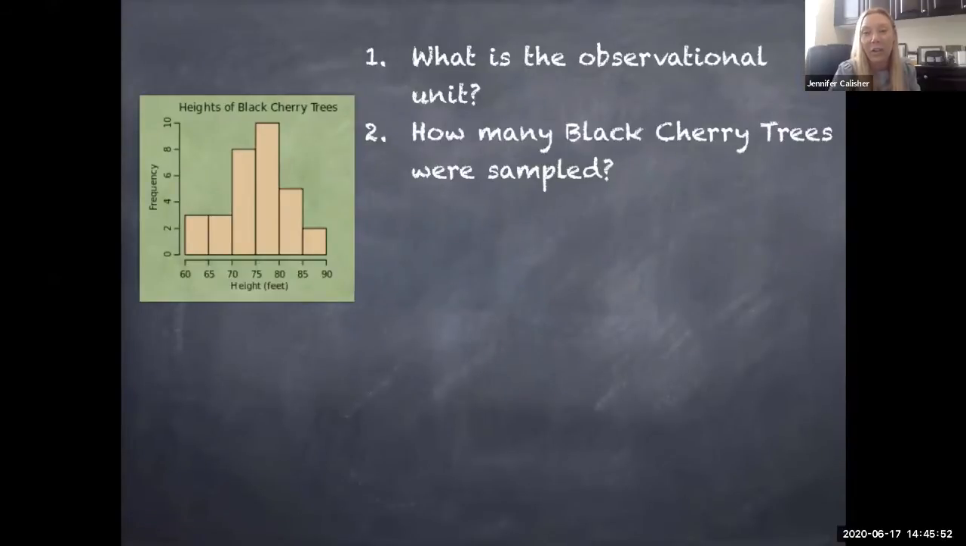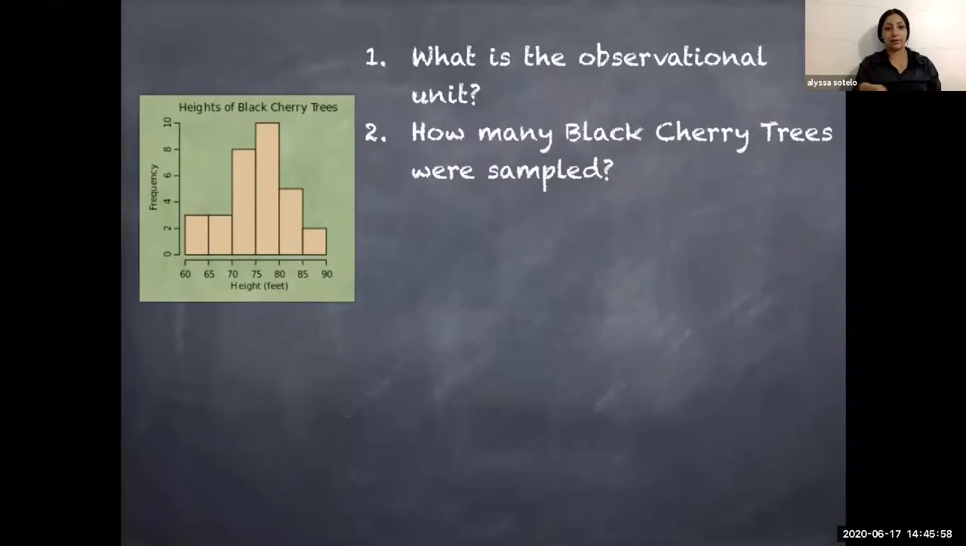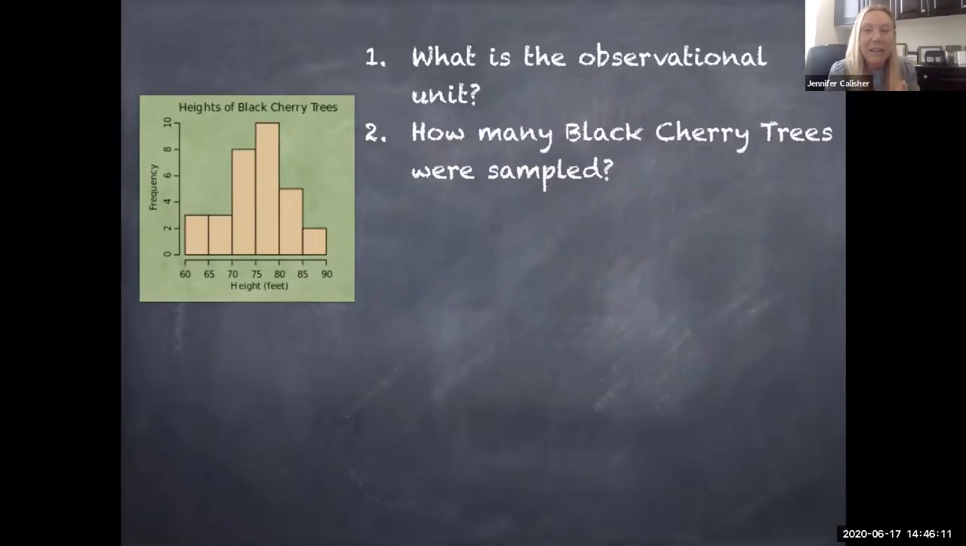Number 2, how many black cherry trees were sampled in all? How could we figure that out? Alyssa, what will we do to figure out how many black cherry trees were sampled in all? You add each one for the category. So say there's 3 from 60 to 65, and then you keep going. Perfect. Exactly. So the first group, we have 3. The next group has a frequency of 3. What about 70 to 75? Andrea, how many black cherry trees had a height between 70 and 75?